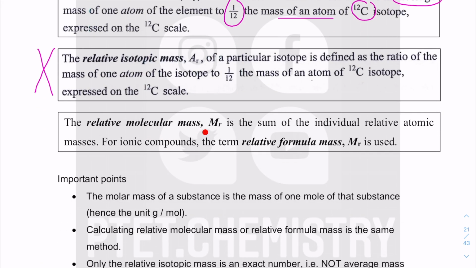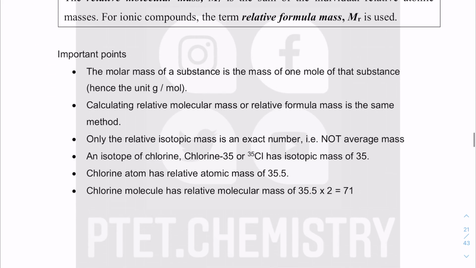Relative molecular mass, Mr, is the sum of the individual relative atomic masses, as we mentioned. And of course, for ionic compounds, just to refresh your memory, ionic compounds don't exist as single molecules, so they use this term relative formula mass. But the Mr is the same. You calculate relative formula mass the same way you calculate relative molecular mass. How many atoms do you have? Then you multiply by each individual relative atomic mass from the periodic table, and then you sum them up.